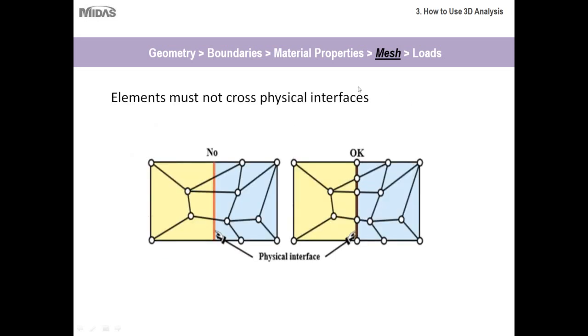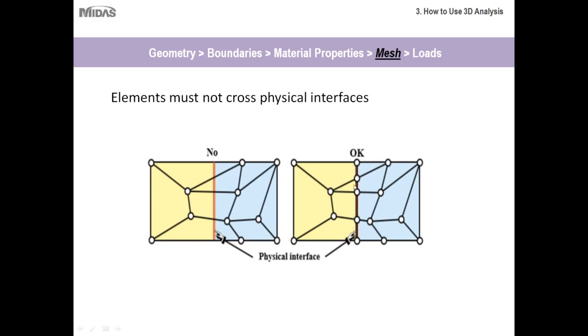Okay, and then another rule of thumb is that elements must not cross physical interfaces. For example, say you have steel on this side and concrete on this side, you want each material property to have its own separate mesh set. You never want to have a mesh share material types. So here would be a bad example. Whereas here, you'd want a physical interface. Usually there'd be an interface element here. We'll discuss that in detail later. But then your mesh sets on each side would be separate, and they'd be connected by these nodes.